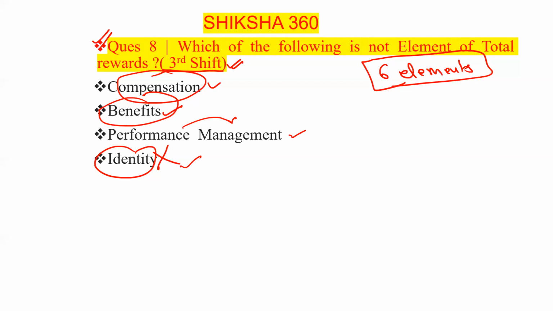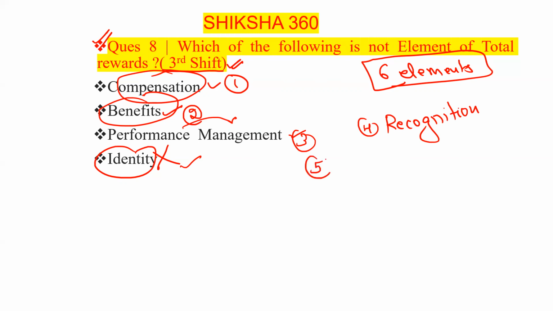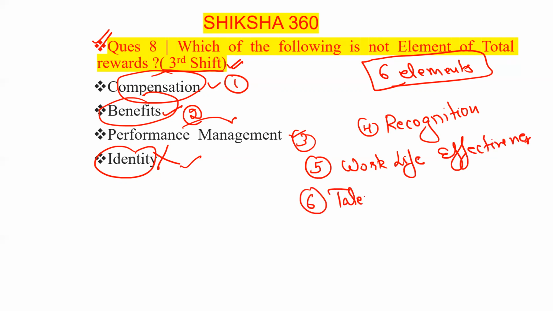So what are the other 3 elements? First one is compensation, second one is benefit, third one is performance management, fourth one we can say is recognition. We have discussed this concept in the form of a story in the class, so that we are able to remember it properly. Fourth one is recognition, fifth one is work-life effectiveness, and last one is talent development.